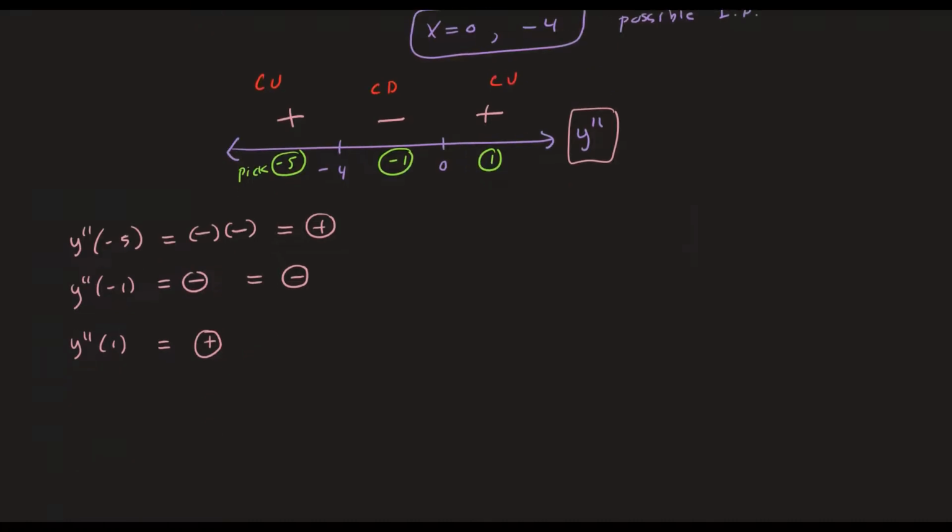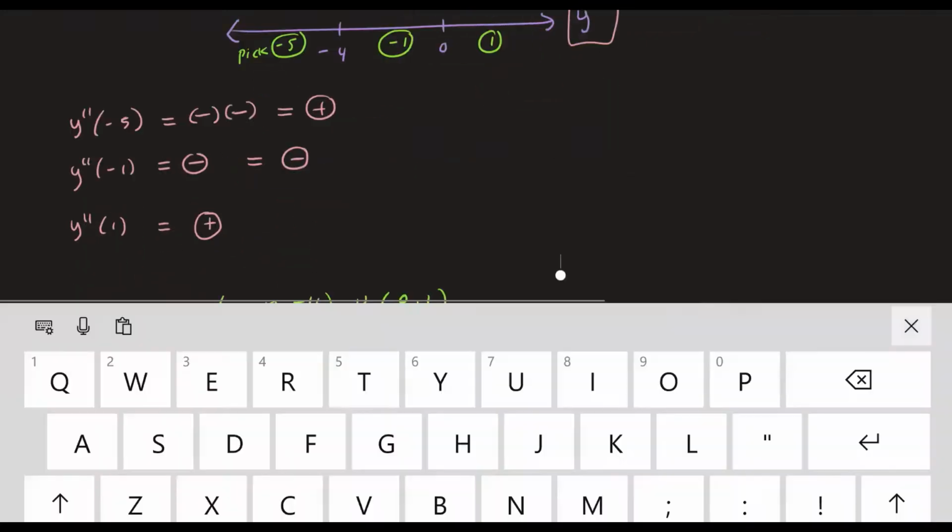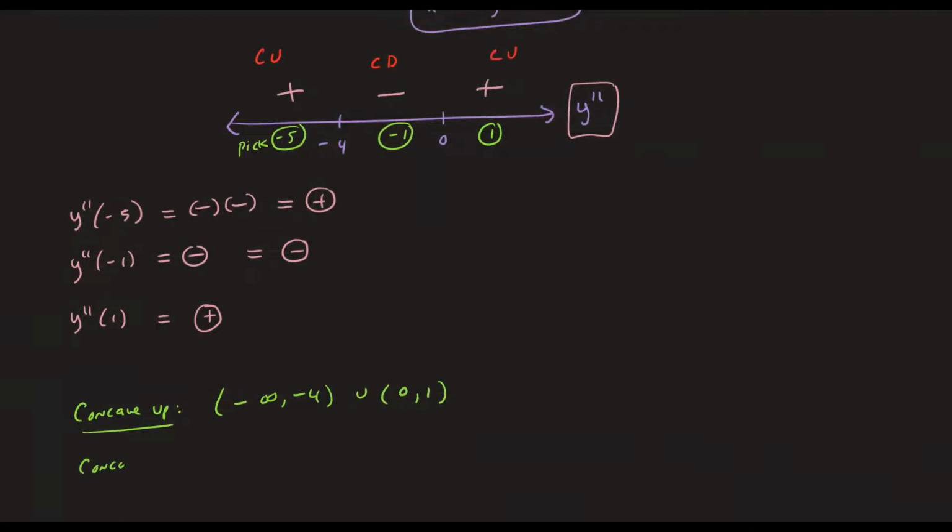So let's write down the intervals of concavity. We are concave up on the interval -infinity to -4 and 0 to infinity. That's where the second derivative is positive. And concave down is going to be only -4 to 0. And we have inflection points.